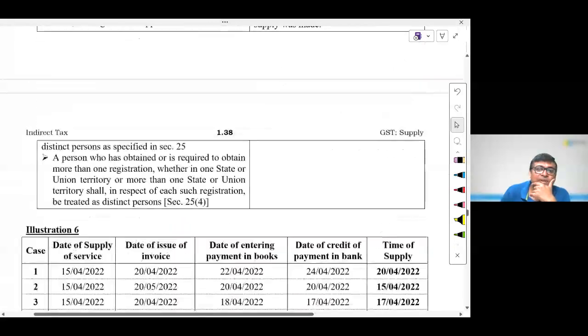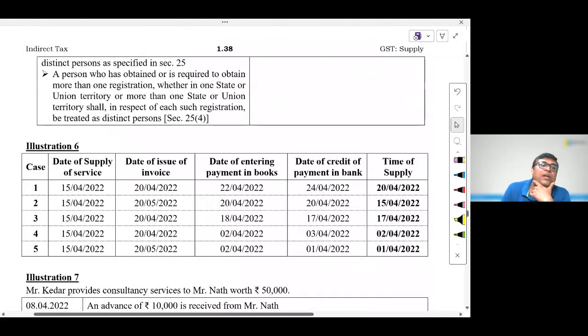There are a couple of illustrations I have. Illustration number 6, case number 1. Date of supply of service 15th April 2022. Date of issue of invoice 20th April. Can I say that within 30 days I made an invoice? I issued the invoice. Date of entering payment in books of accounts 22nd, date of credit of payment in bank's account, whichever is earlier. That is 20th April 2022 should be considered as time of supply.